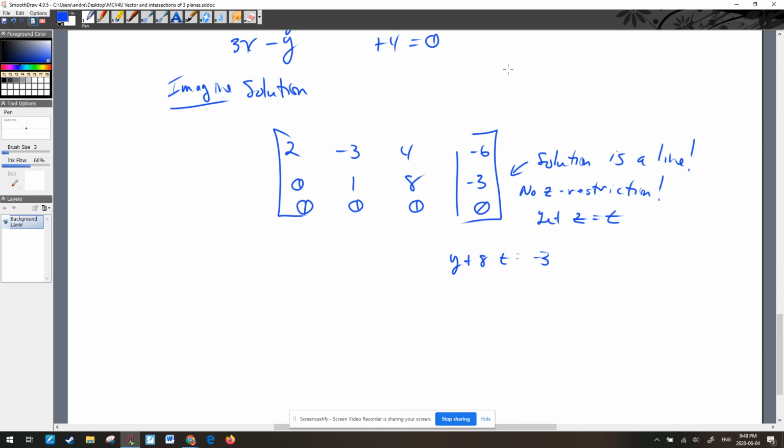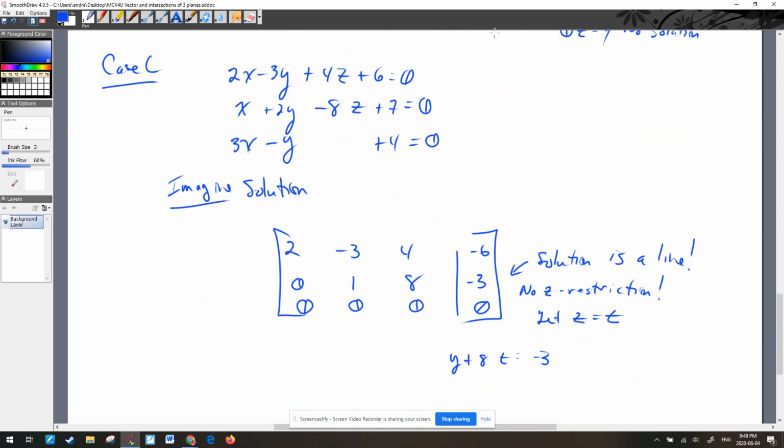And so case C occurs. We have to correlate these two things. The case C becomes, we have no parallel. Okay, so case C has to have no parallel. And then down here, it has to have an unrestricted Z. So no parallel and an unrestricted Z.